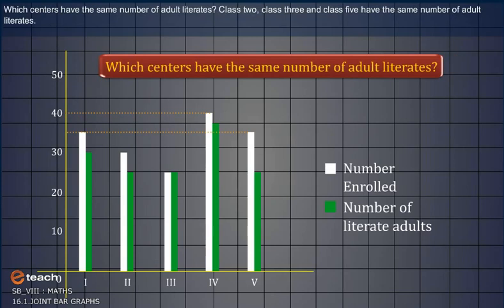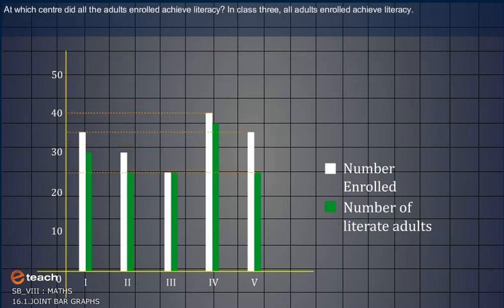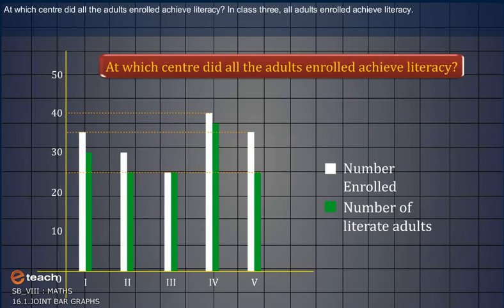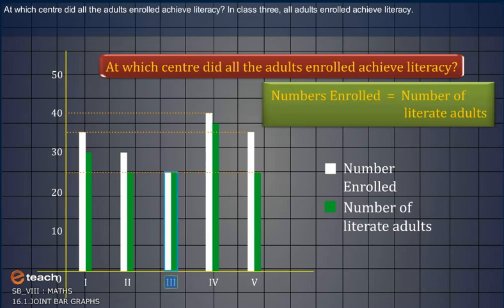Which centers have the same number of adult literates? Class 2, Class 3 and Class 5 have the same number of adult literates. At which center did all the adults enrolled achieve literacy? In Class 3, all adults enrolled achieved literacy.